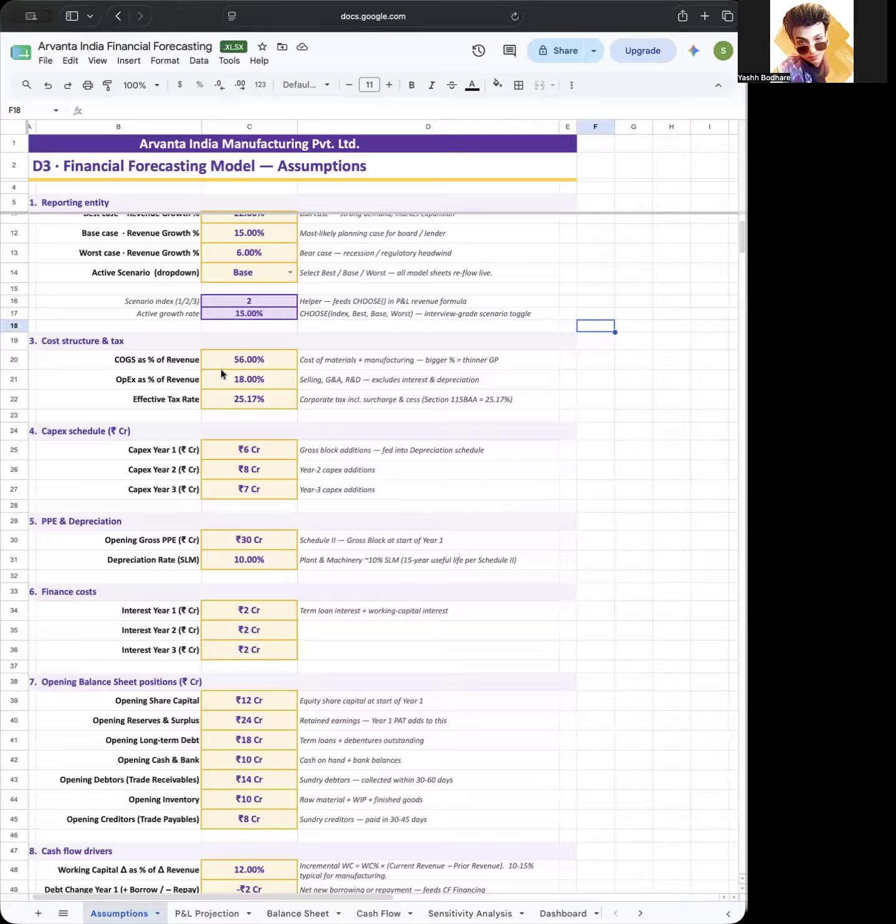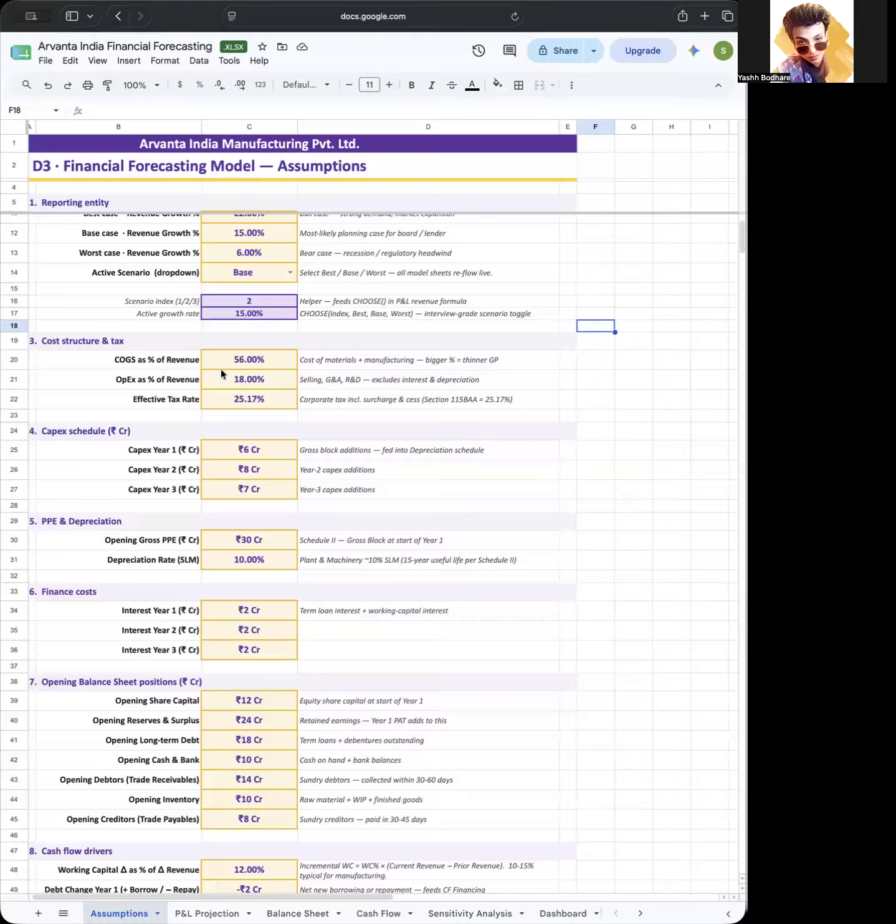COGS, that is cost of goods sold, is one of the most important assumptions in the manufacturing model because even a small increase can materially reduce profitability. For example, if raw material prices rise and COGS increases from 56% to 60%, the company loses 4 percentage points of gross margin unless it increases selling price or improves efficiency.